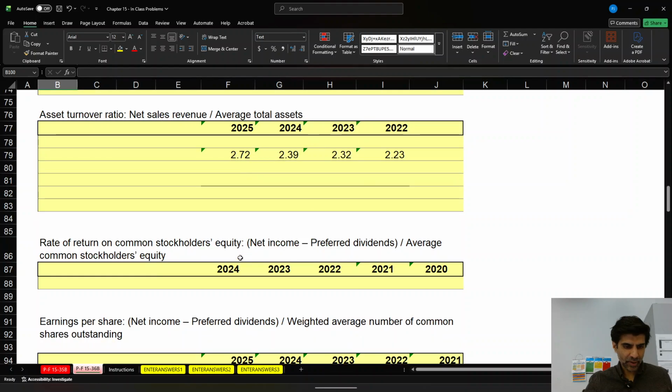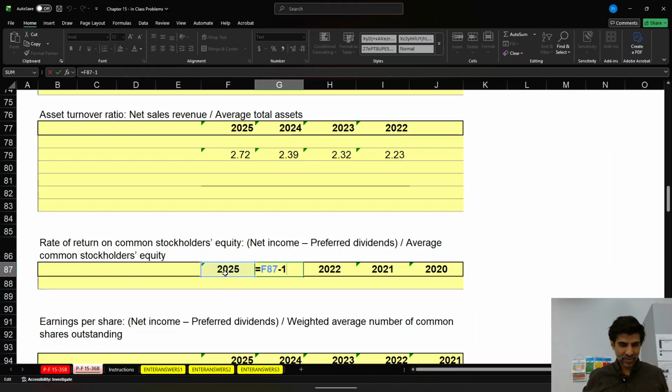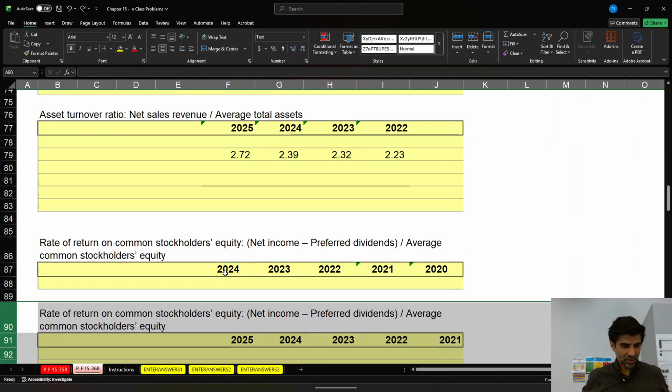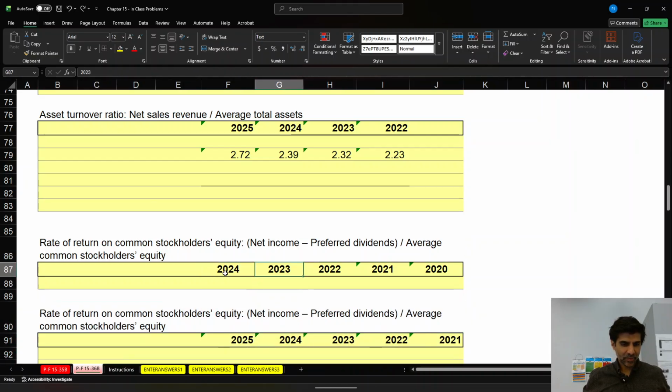Okay, so let's keep going here. Rate of return on common shareholder equity. I don't know, this is messed up. This should be 2025. The years are a little messed up here. I don't know what's going on. Oh yeah, okay, maybe that's why.